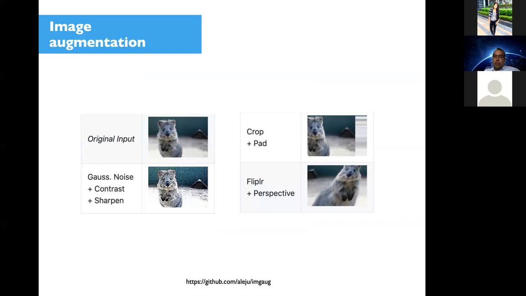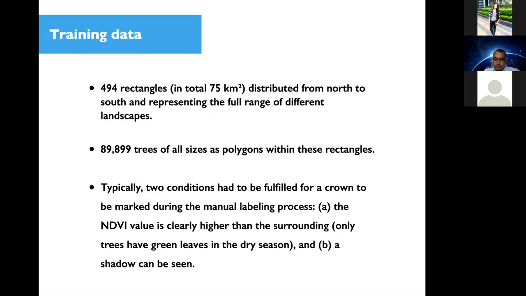So you do a lot of augmentation on the training data. Some kinds of augmentation that we used were Gaussian noise, contrast sharpening, perspective change, flip, and crop or pad. These kinds of augmentation basically help you get more out of your small data sets. In total, we had 790,000 trees manually annotated in this training area.